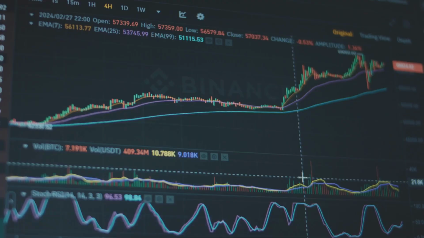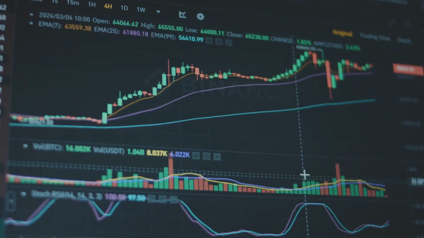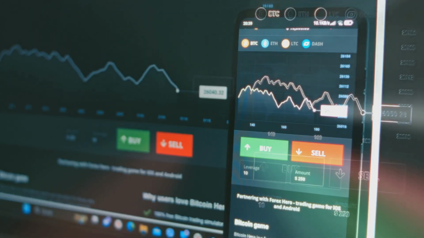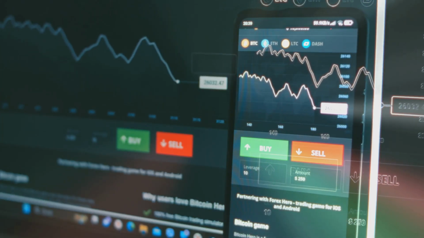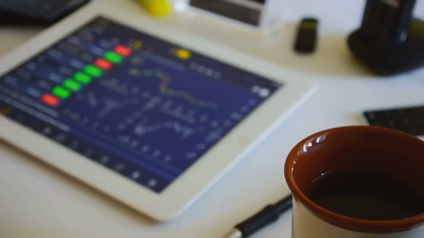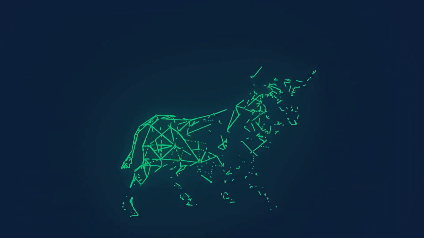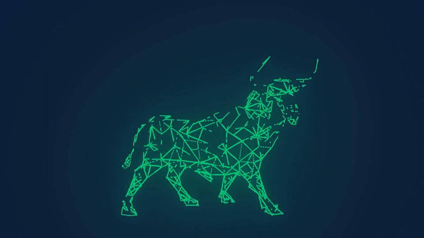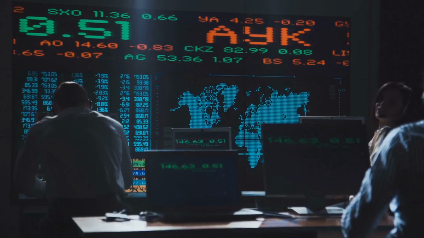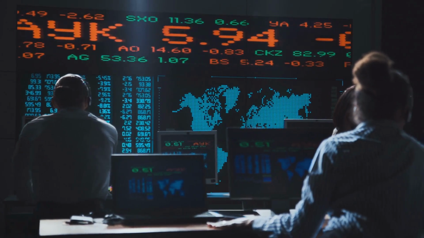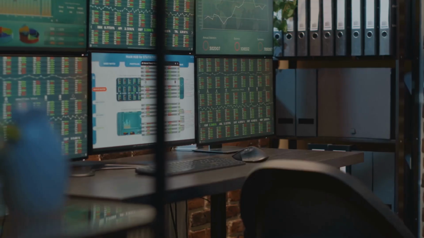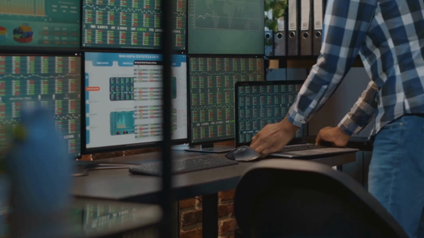Ehlers realized you need tools that measure the current cycle in real time and adapt. This adaptability is the foundation of his approach. By measuring and following the dominant cycle, you can stay in sync with the market. It's a flexible, scientific way to trade. That's what sets Ehlers' methods apart.